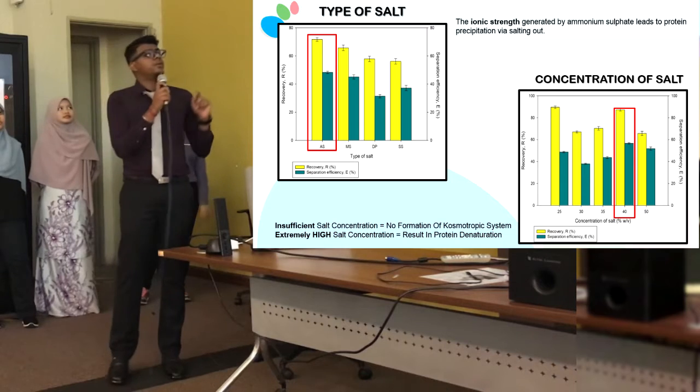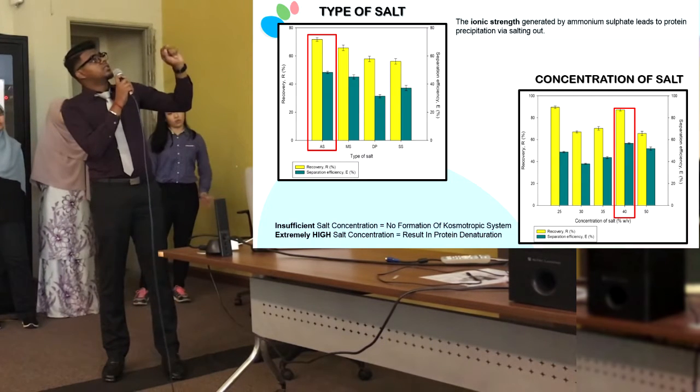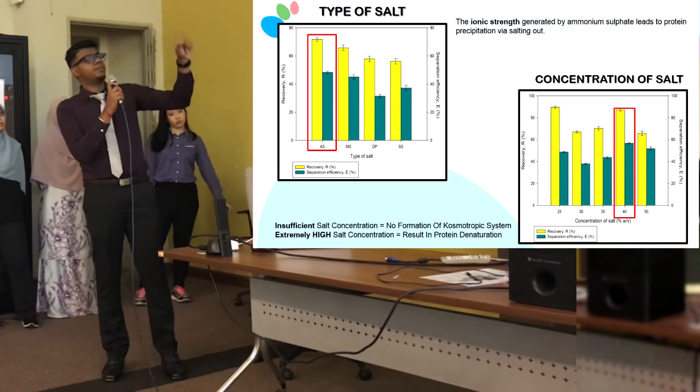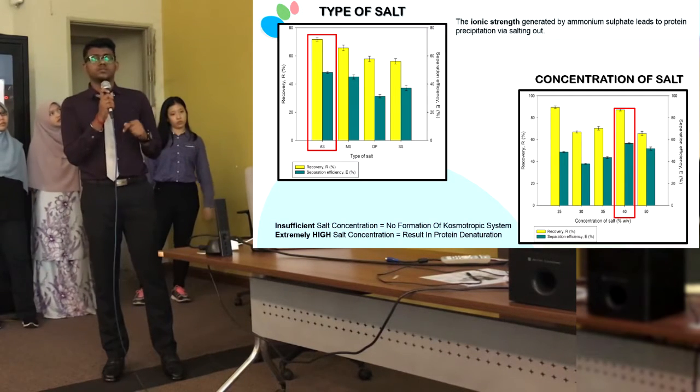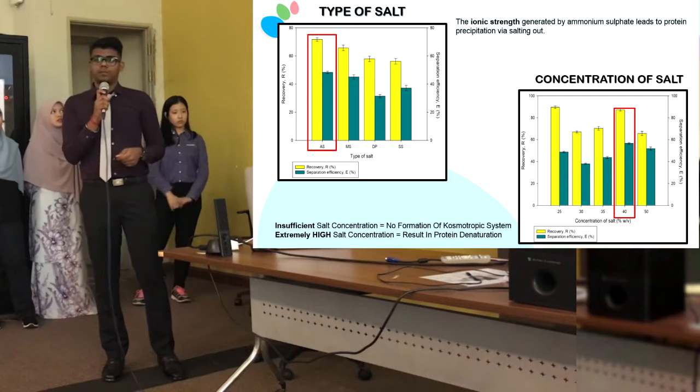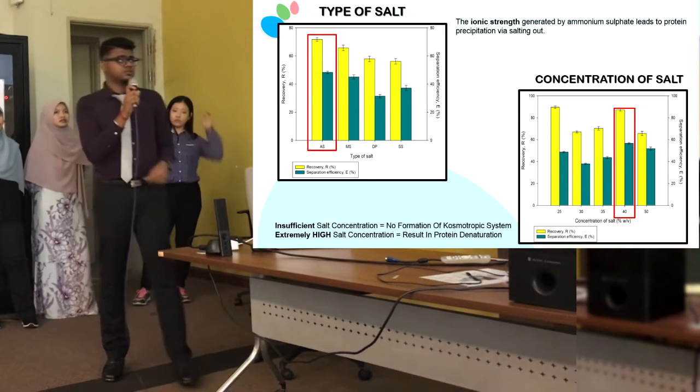There is also another point to be noticed. The sulfate salts performed better compared to the phosphate salts, and this is due to the presence of the sulfate anions, which have a higher ionic strength compared to the phosphate salts.